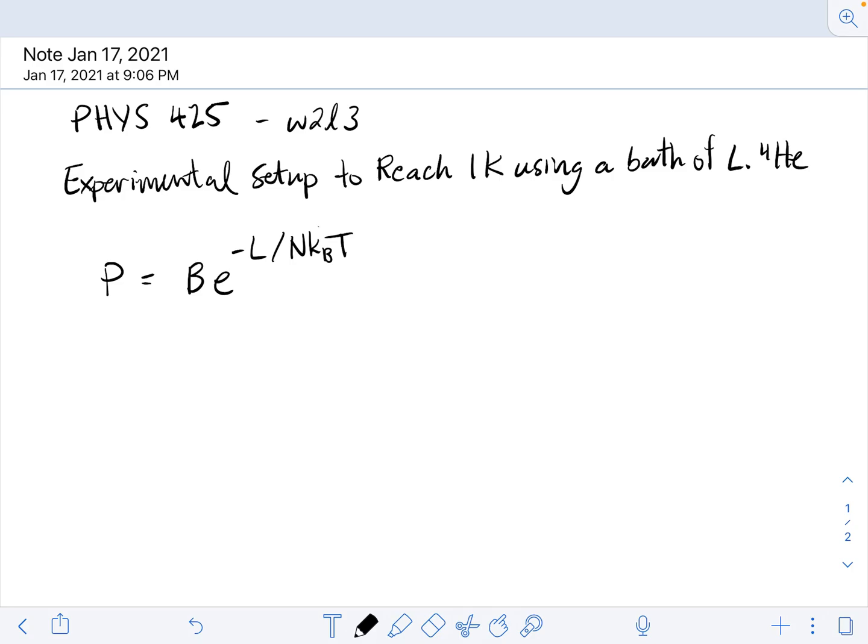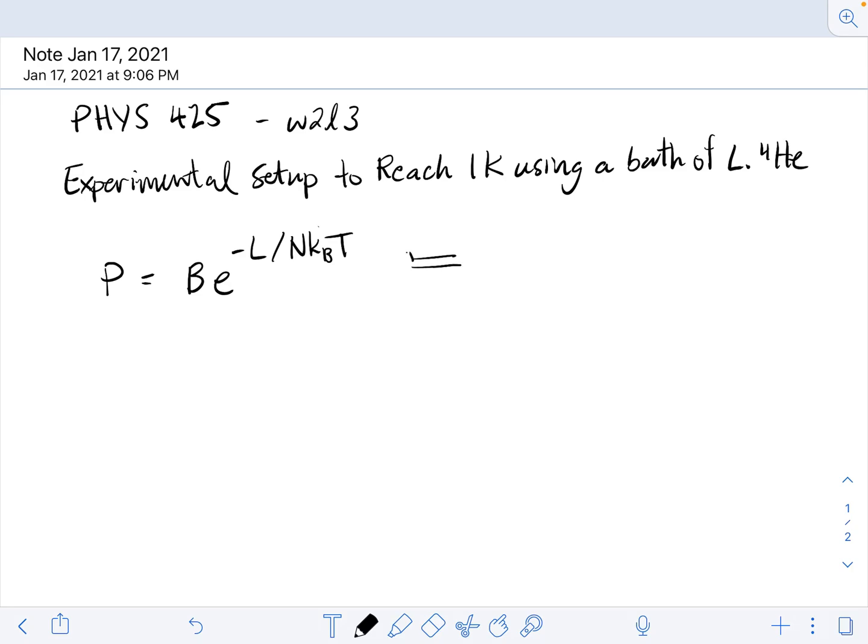What I want to start with today is a description of a possible experimental setup that can be used to reach temperatures of about 1 Kelvin using a bath of liquid helium.